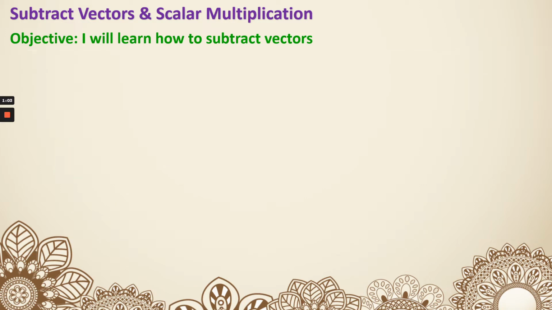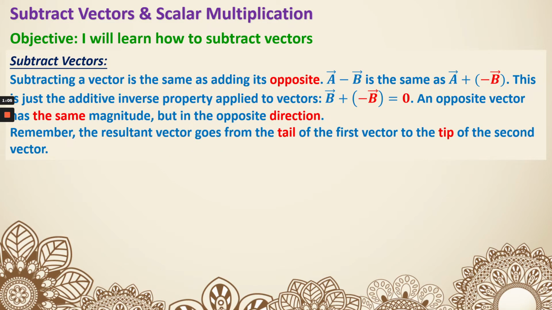Now let's get to today's lesson. Subtract vectors. Subtracting a vector is the same as adding its opposite. A minus B is the same as A plus a negative B, which works the same way as with numbers. If you have 3 minus 4, it's the same as 3 plus -4. Vectors work the same way. This is just the additive inverse property applied to vectors.